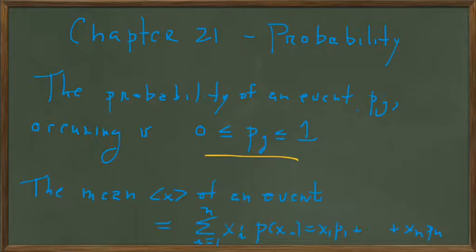So continuing with basic definitions, the mean of an event P j occurring would be the sum from i equals 1 to n of the product x i, that's the event itself, and the probability of that event. So let's take a very familiar example on the next blackboard.